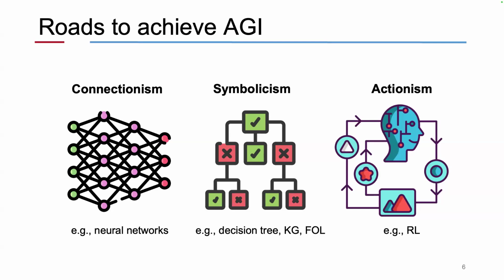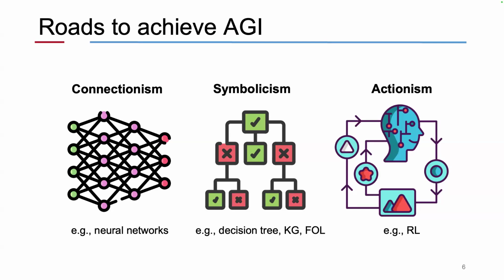Another school which may achieve AGI would be connectionism. What's connectionism? Basically, it believes that intelligence may emerge from a huge amount of connections, just like how our human brain works, right?